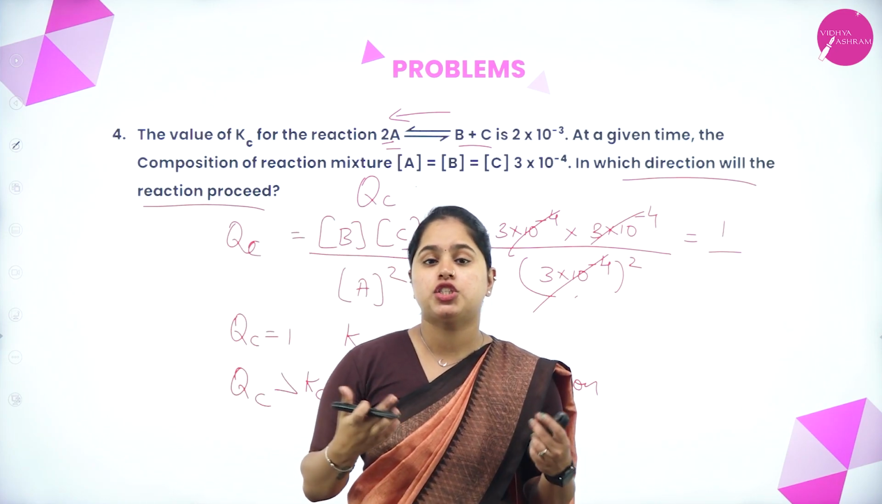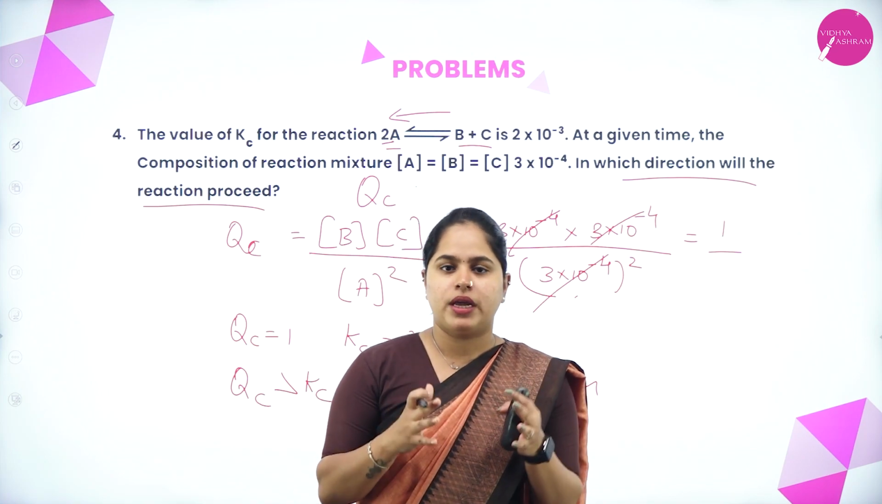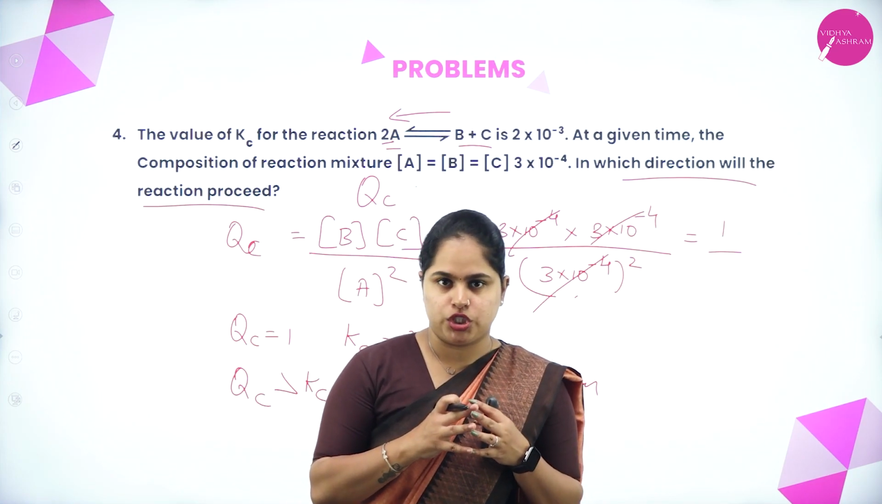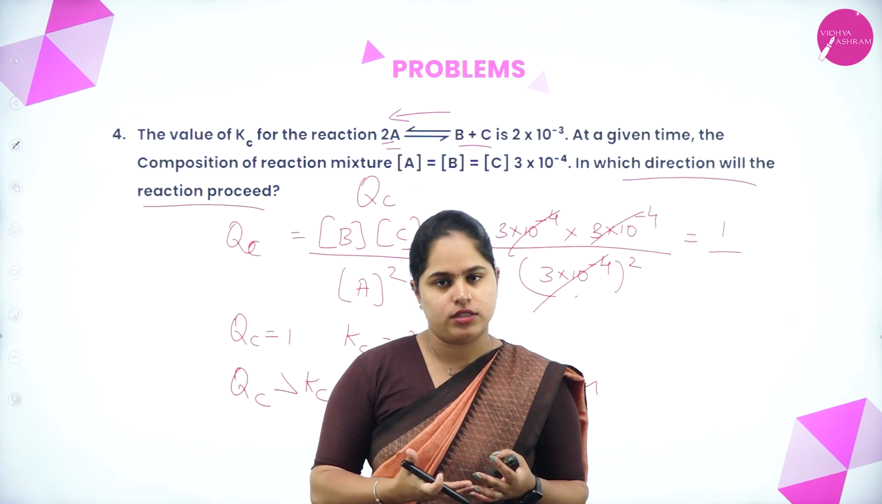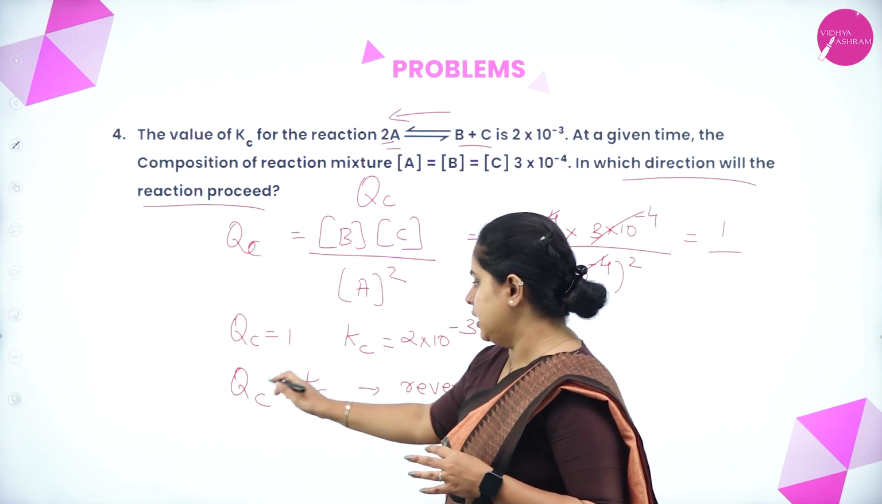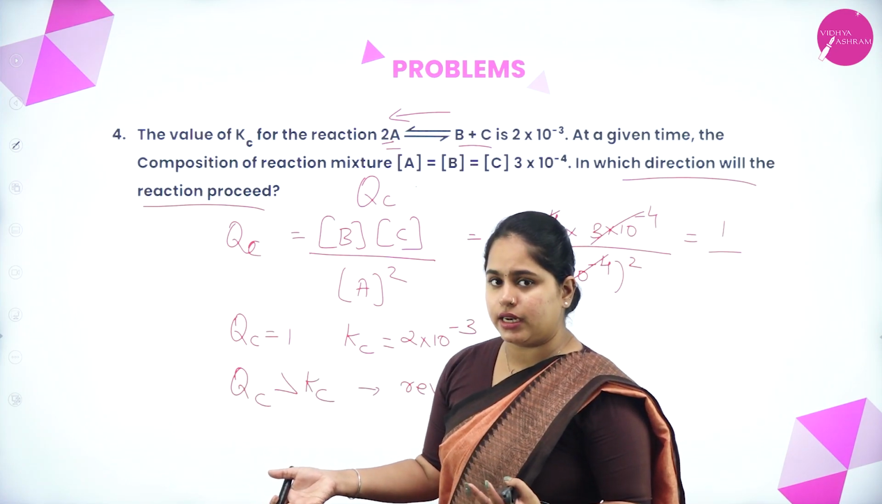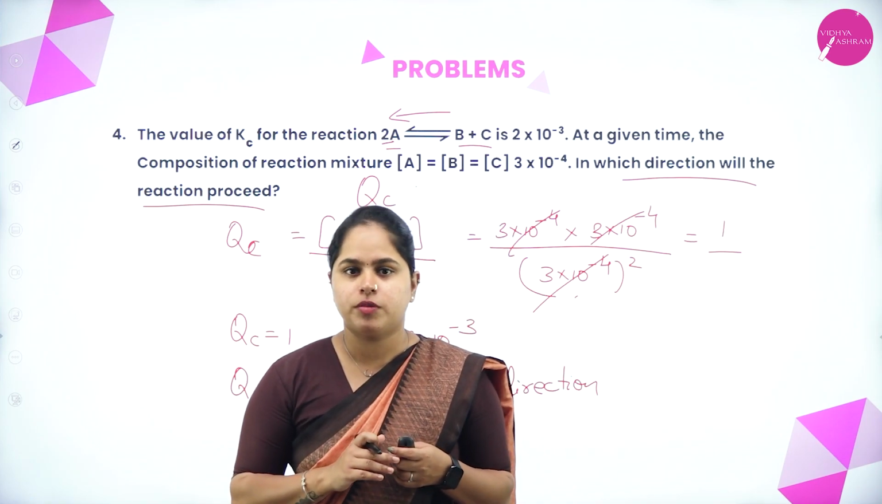So how can you identify in which direction the reaction will proceed? By using the reaction quotient, which you can calculate with the same expression as that of the equilibrium constant, right? And we have to compare the value of Qc and Kc. As here Qc is greater than Kc, we can say that the reaction will proceed in the backward direction. So I hope the concepts are clear.